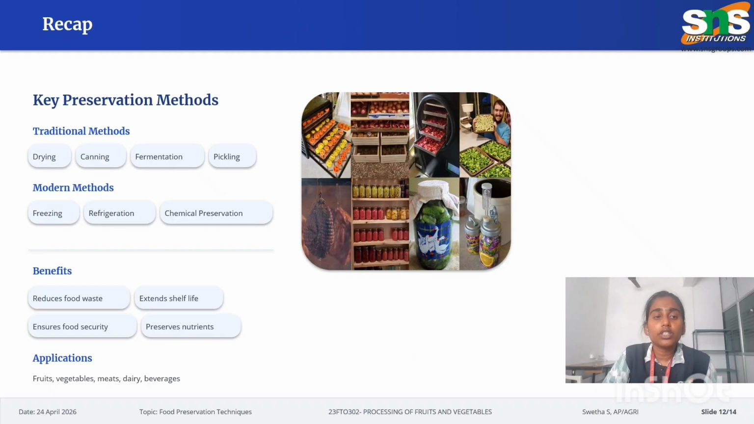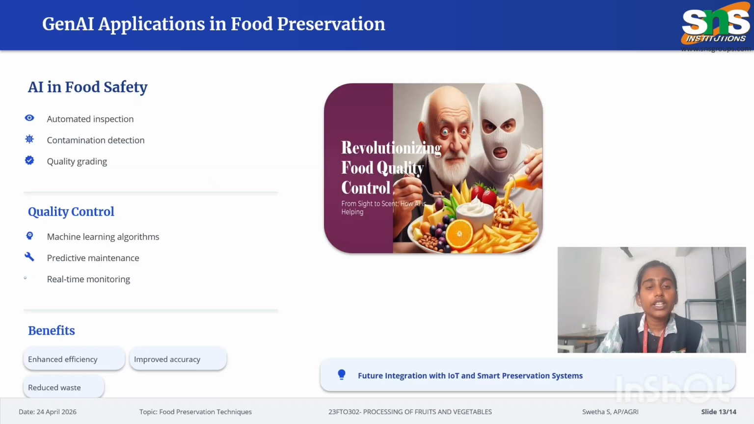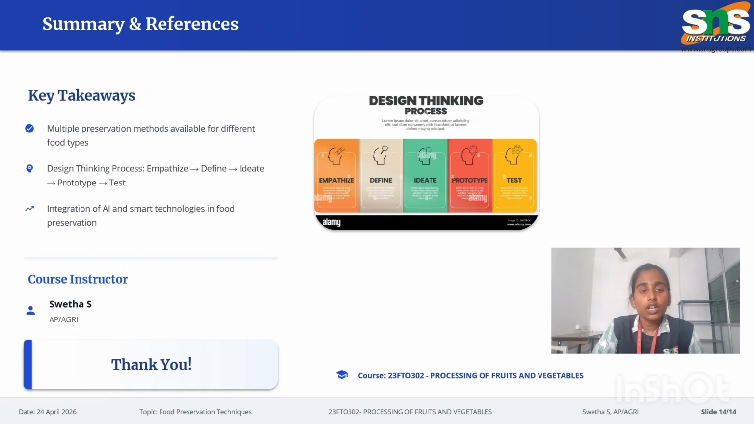So it is a short recap of what I have taught in this PPT: traditional methods, modern methods, benefits, and applications. The general applications of food preservation include automatic inspection, contamination detection, and quality grading. In these areas we can do projects. It has very great scope and future. And quality control, like real-time monitoring, is generally used in all food processing industries. So it is a short summary, and here I listed the references.